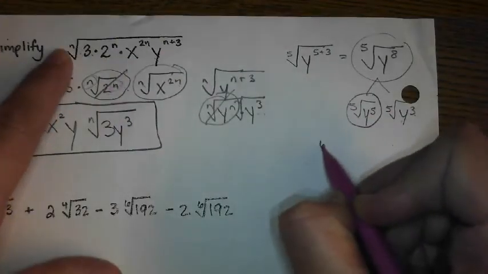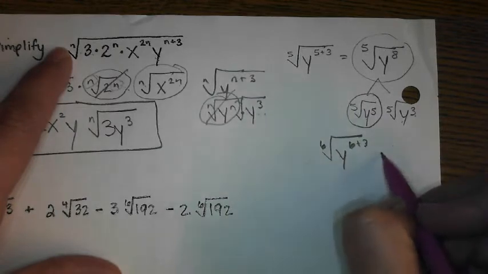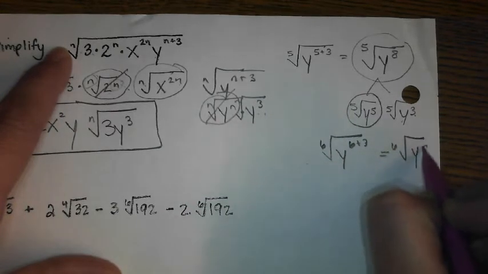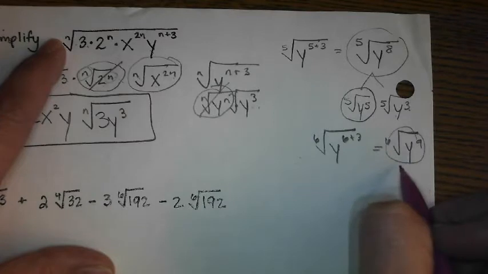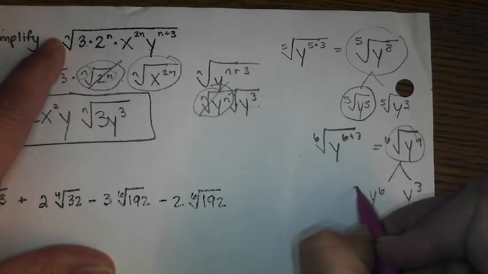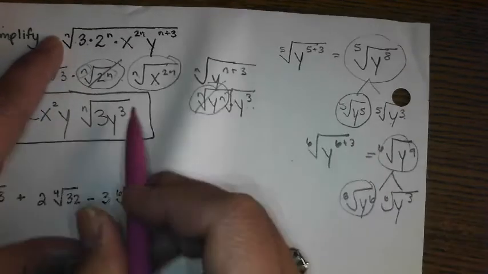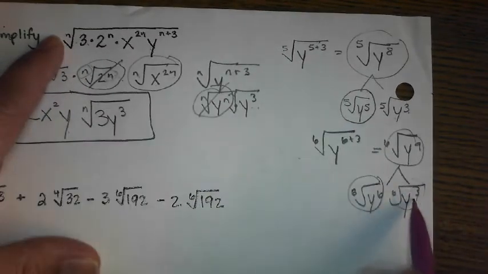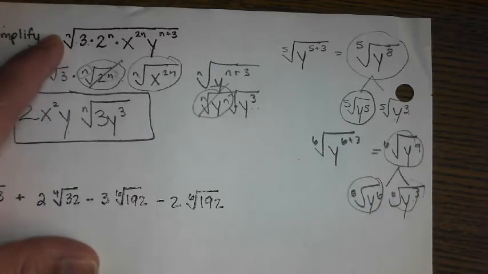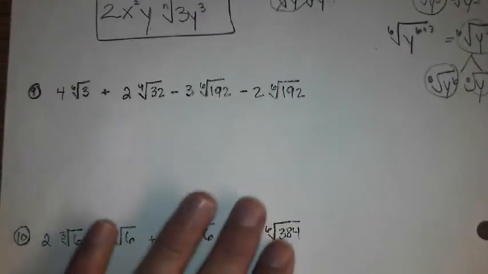You could have made it the sixth root of y to the 6 plus 3, and the same thing would have happened. You would have gotten the sixth root of y to the 9th, and then if you thought about how to break that down, you would have made it y to the 6th, y to the 3rd, the sixth root of both of those, and this always would have been your y, and you always would have been left over with y to the 3rd. Okay? Any questions on that? So it's just a good technique to be able to play around with.